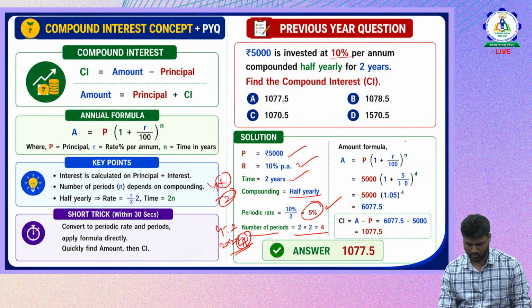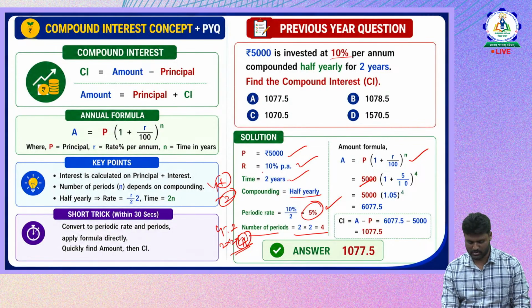Okay, so in order to identify the amount, A is equal to P into 1 plus R by 100 whole to the power of n. Okay, so what is the P value? 5,000. 1 plus, what is the R value? We got it here, 5. Okay, periodic rate, and then by 100 whole to the power of 4.